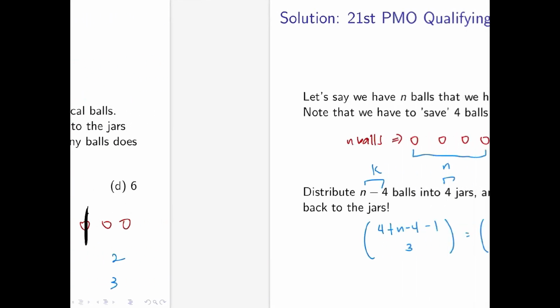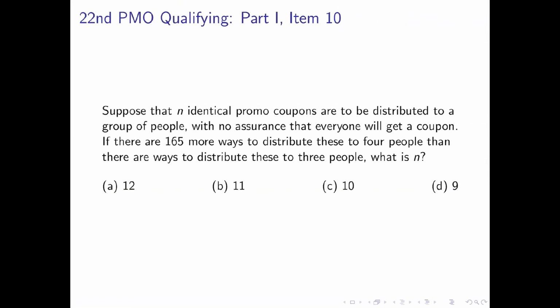And a very similar problem has appeared in the 22nd PMO qualifying stage, part 1, item 10. So suppose that n identical promo coupons are to be distributed to a group of people with no assurance that everyone will get a coupon. So in contrast to the previous question, dito naman, no assurance na lahat ay meron. So we don't have to do the saving. No problem. Now, medyo iba lang yung tanong na there are 165 more ways to distribute these to 4 people than there are ways to distribute these to 3 people. So we have to take into consideration 2 scenarios, no? So 4 people, pati 3 people.